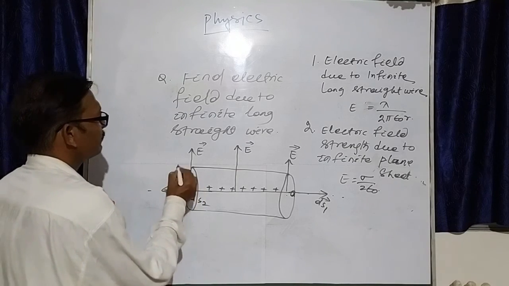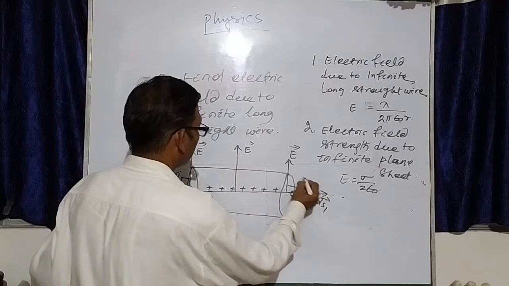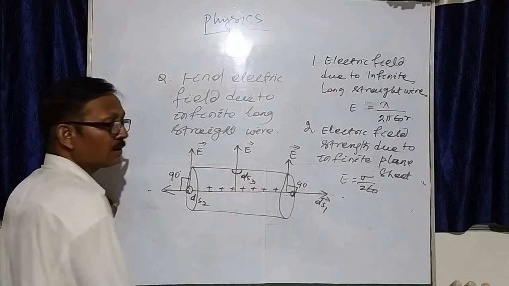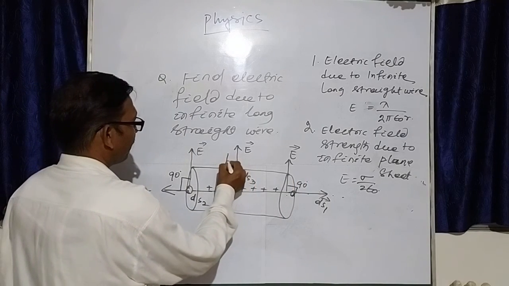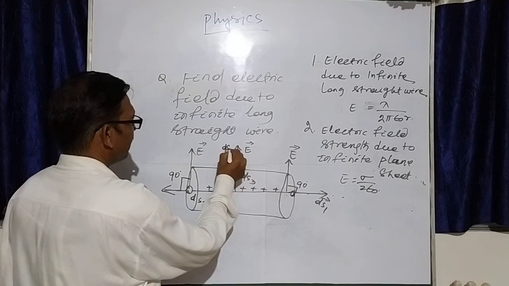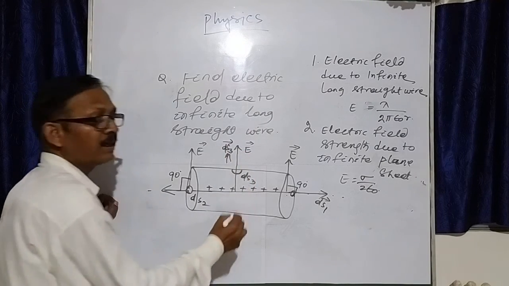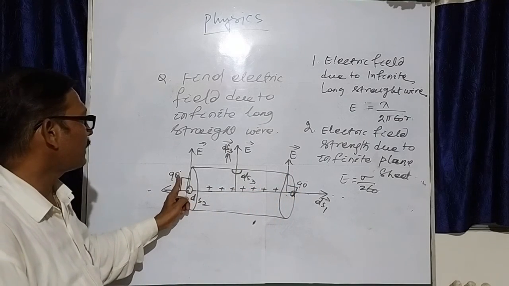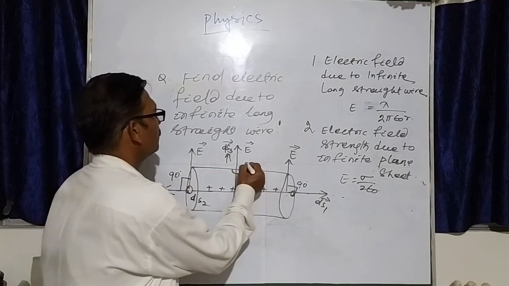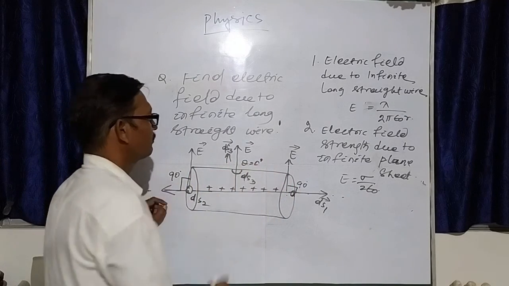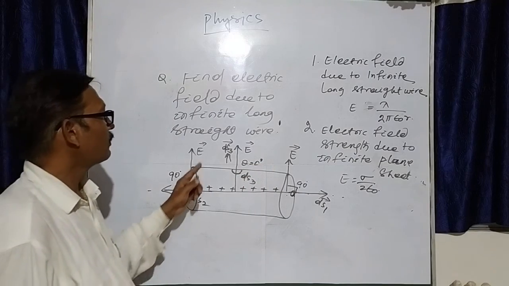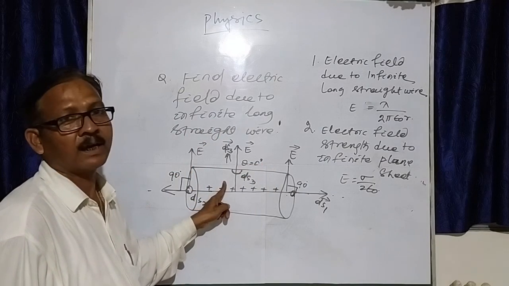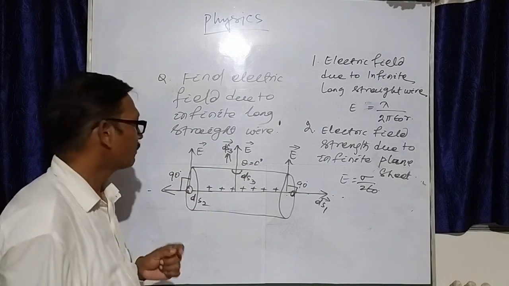The angle between electric field and surface area is 90 degrees here. This surface area is called your ds3. The area vector ds3 is along the electric field. The angle between these is 90, and this angle is 0, theta is equal to 0 degrees. First draw the figure to solve this. To find the formula, draw the figure first and understand it.